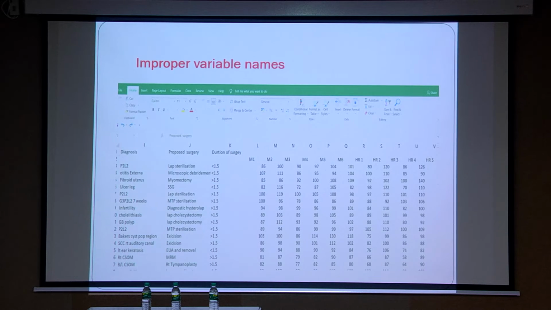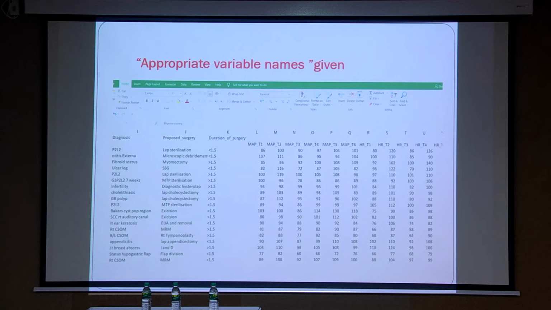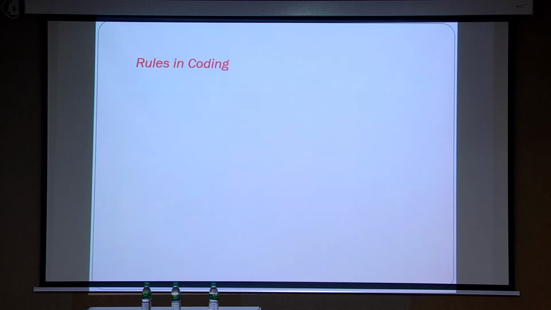Let's look at some examples. This is an Excel sheet. I have downloaded it, but look at the variable names here: M1, M2, M3, M4. They are not clear, they are not self-explanatory. So I go and rename these variables as mean arterial pressure, MAP underscore T1, MAP underscore T2, MAP underscore T3, like that. So they are appropriate for analysis.